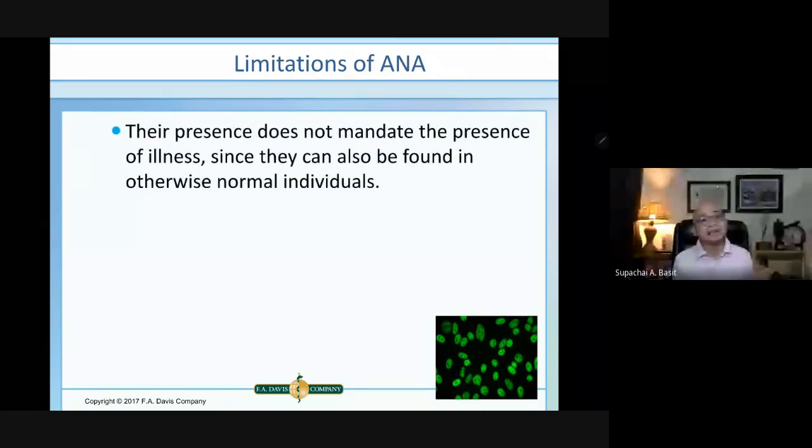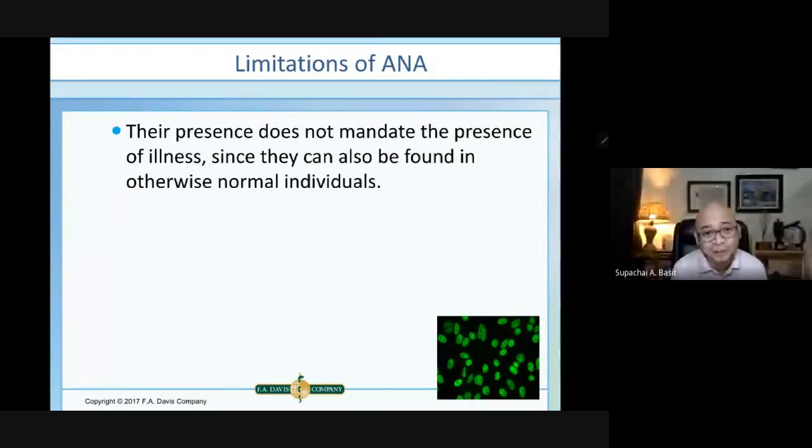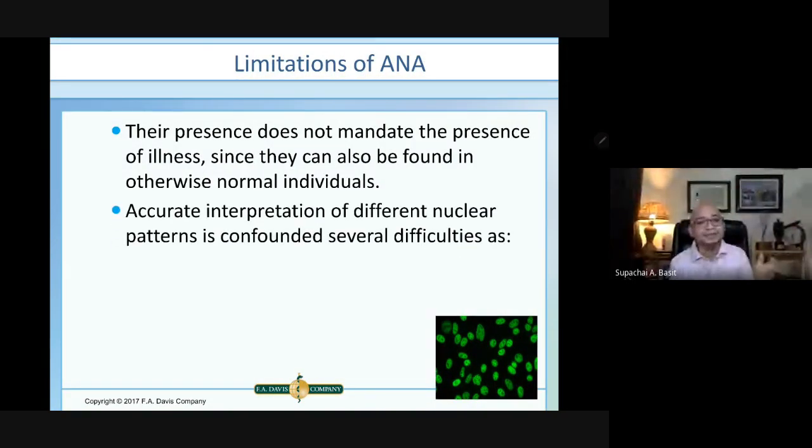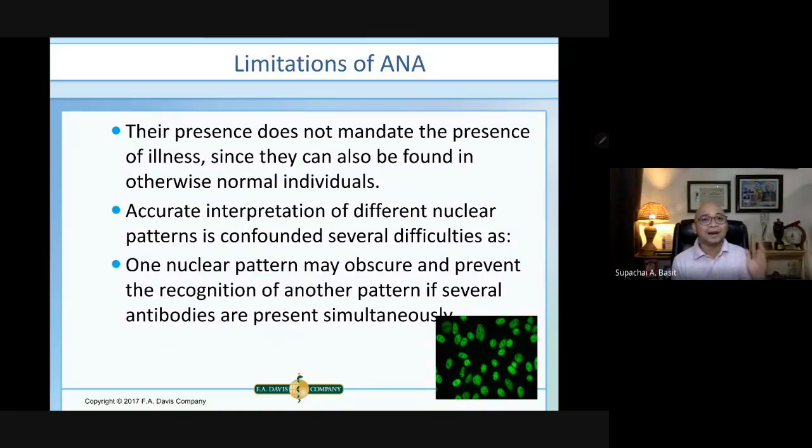So what are the limitations of ANA? Their presence does not mandate the presence of illness since they can be found in otherwise normal individuals. See what I told you. ANA is not specific for SLE, but it is commonly increased in SLE. Accurate interpretation of different nuclear patterns is confounded by several difficulties, such as one nuclear pattern may obscure and prevent the recognition of another pattern if antibodies are present simultaneously.